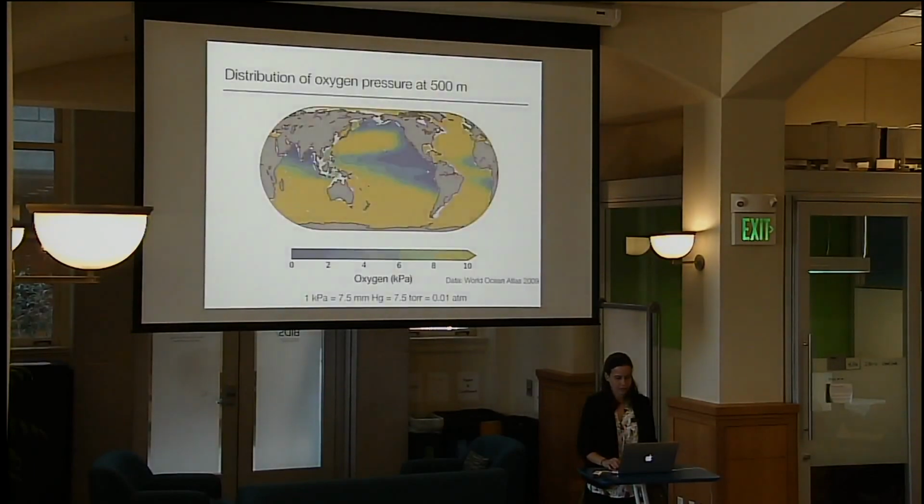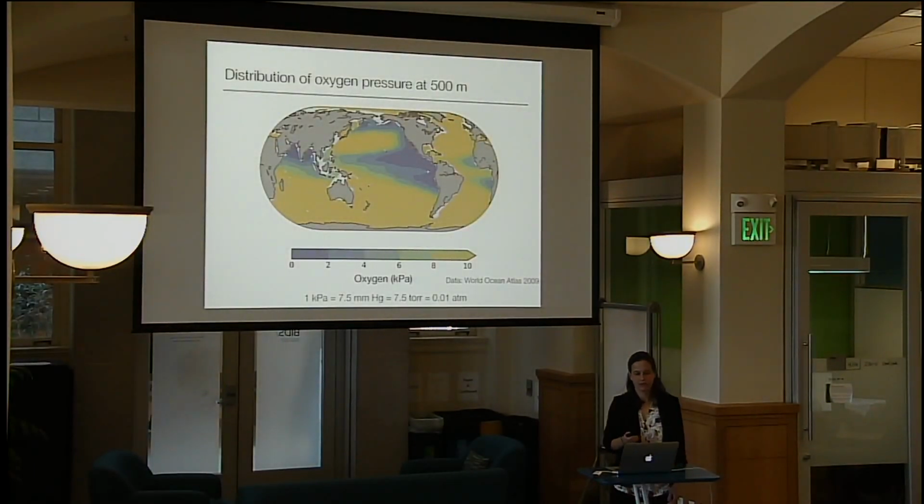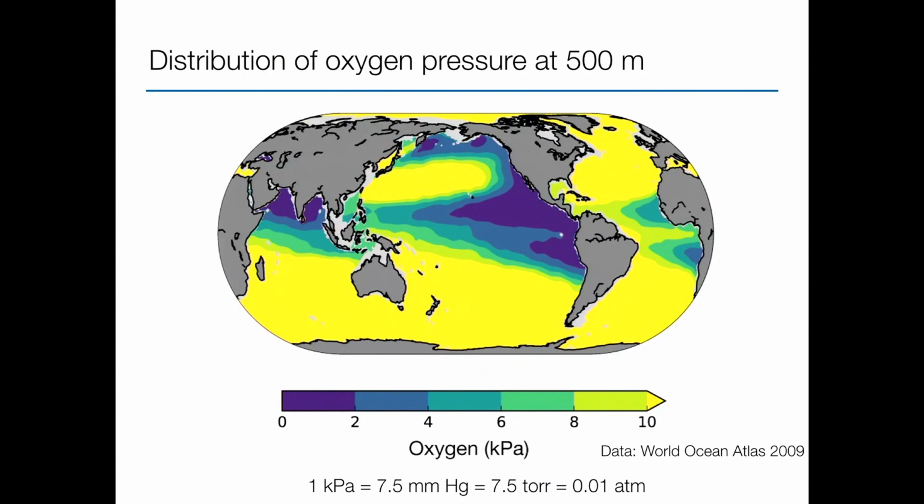So if we're talking about hypoxia, I first want to describe exactly what I'm talking about in the pelagic ocean. This is a map of oxygen pressure at 500 meters depth in the ocean. The ocean is three-dimensional, which adds an extra complexity to looking at where animals live and what they're doing. So this is at 500 meters depth.